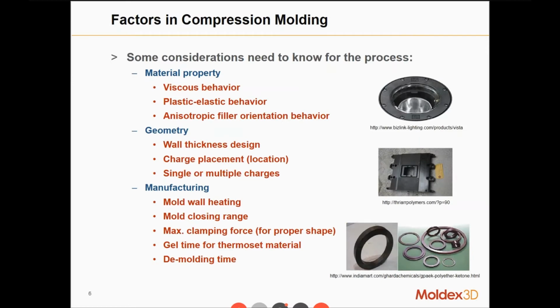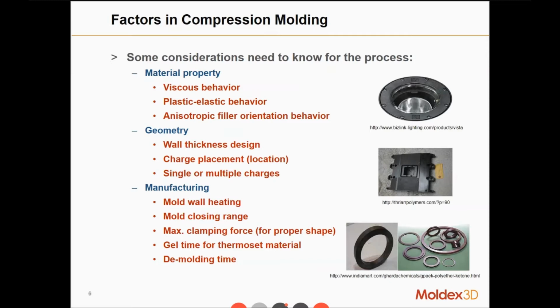Okay, and here are some important factors that will influence a compression molding product. There will be three factors. Number one, of course, is the material itself. So the material properties like the viscoelasticity, the viscosity, and the PVT curve, etc. And if it's a fiber reinforced material, then the anisotropic behavior that is caused by the fiber orientation also has a great impact on the final product and its deformation. So this is number one, the material property.